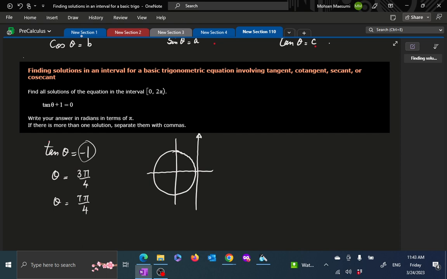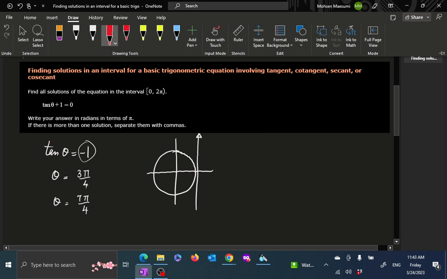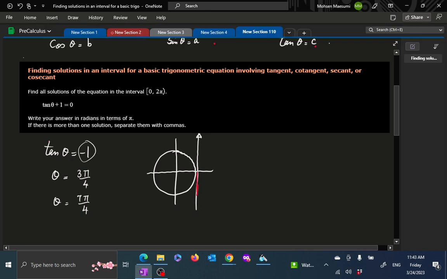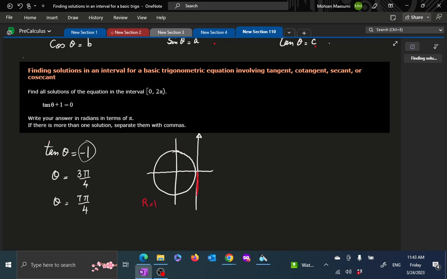This number -1, when it is negative, you draw it down here. Remember, the radius of the circle is 1, so when they say -1, you know you have to stop at the bottom of the circle. Wherever you stop, you connect to the origin and continue. The angles that you get, one of them is this one, and the other one is this one.